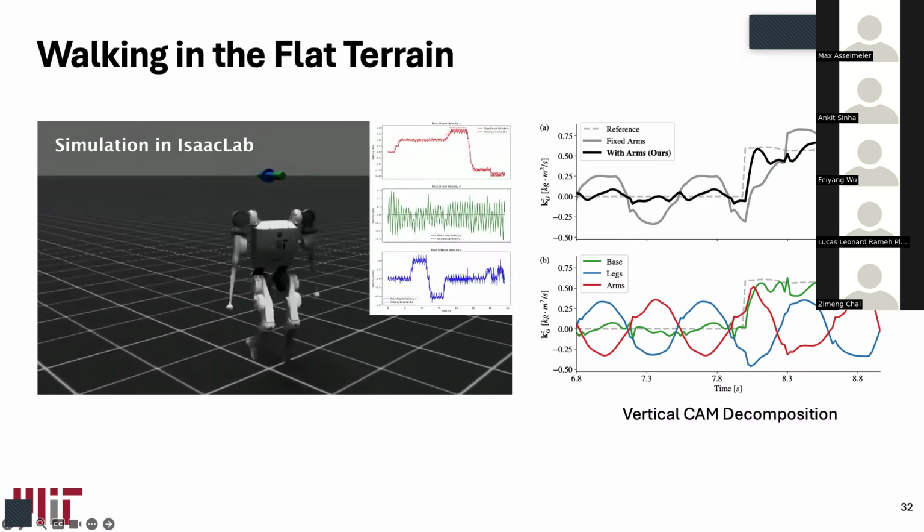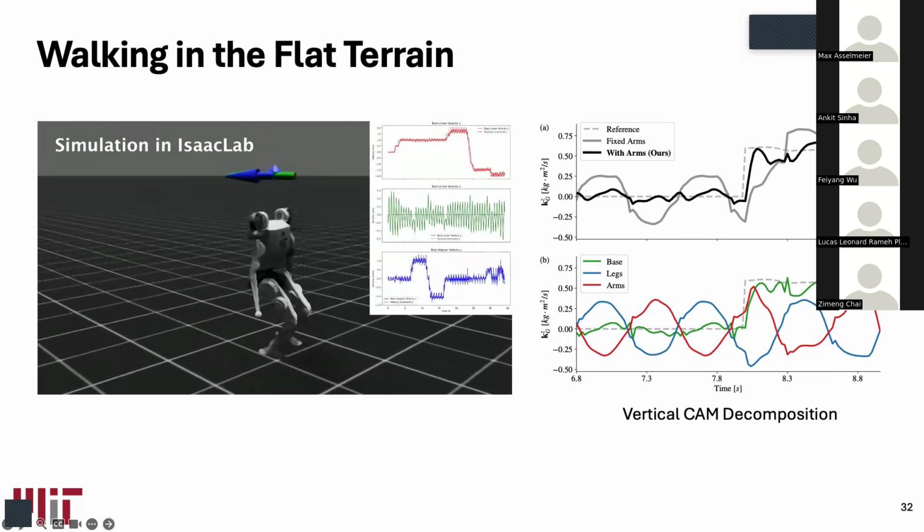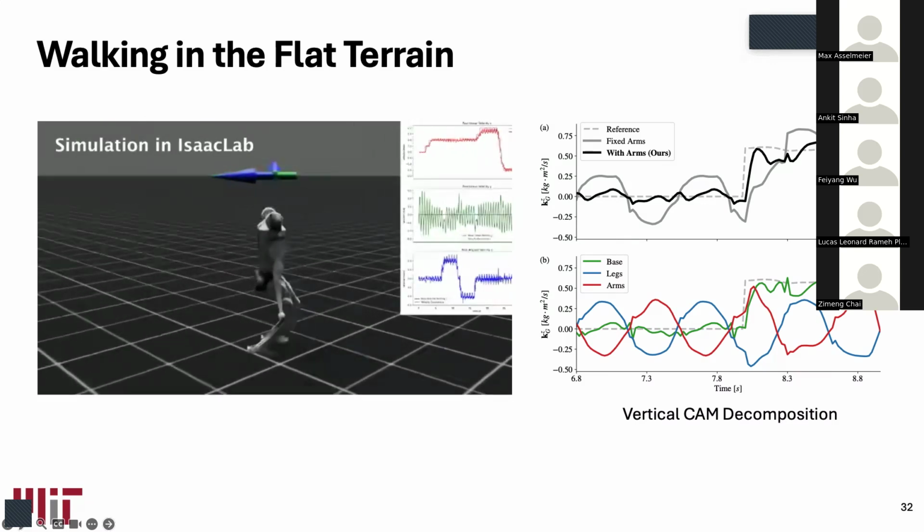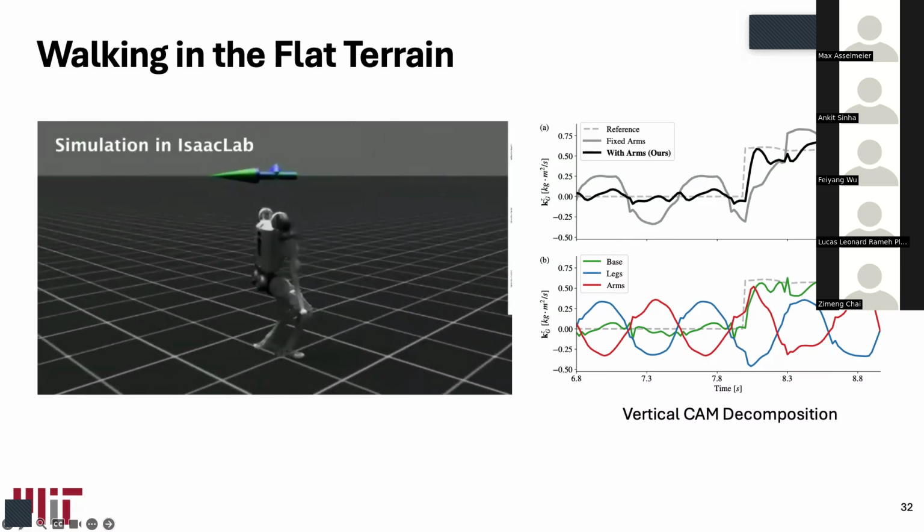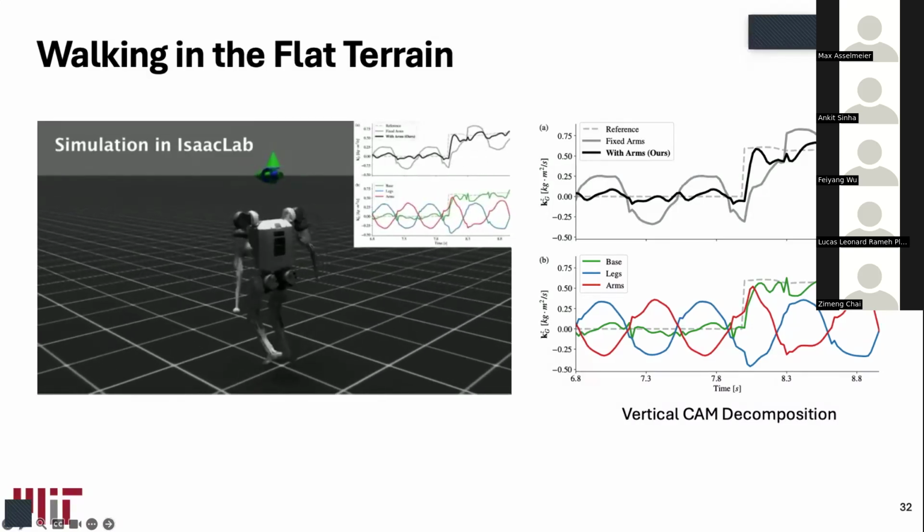So we are comparing walking with the arms bound versus walking using our policy, which results in much less fluctuation of the vertical centroidal angular momentum. We further decompose this black solid line into three components, because the centroidal angular momentum as a whole can be attributed to part of the arm, part of the base, and part of the leg. You can see that the legs and the arms, which are the blue and red lines, are exactly out of phase. They cancel the fluctuation, leading to more stable locomotion.